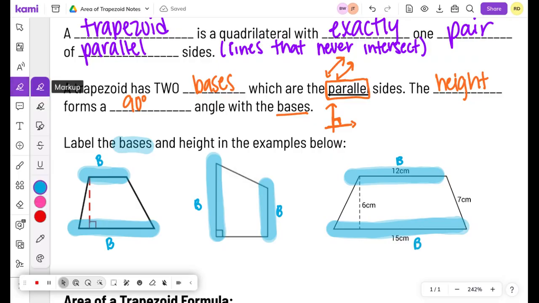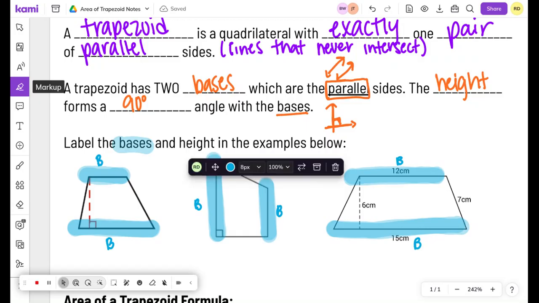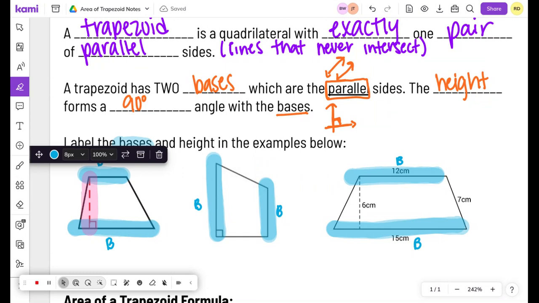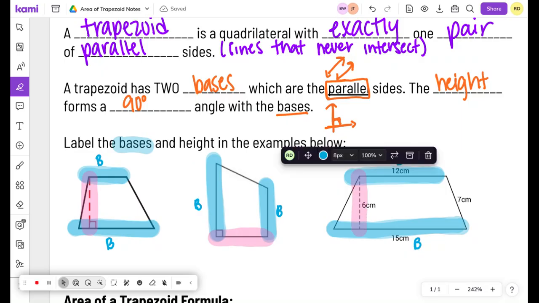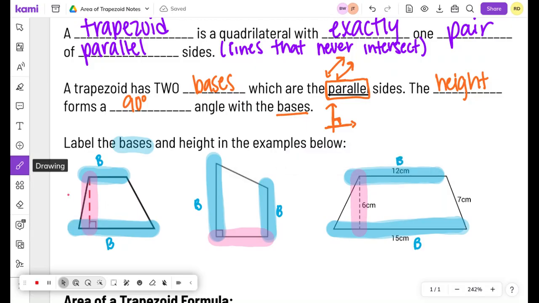Okay. The other part we need to find the area is the height. So the height has to make a perpendicular angle. So we're always looking for those straight lines. So that's the red dotted line in the first one. It's this bottom line in the second trapezoid. And it's that measurement of 6 centimeters in the third trapezoid. Again, we're going to label them with an H.